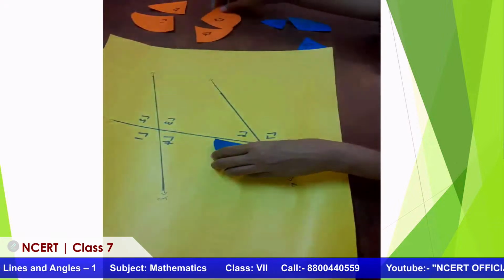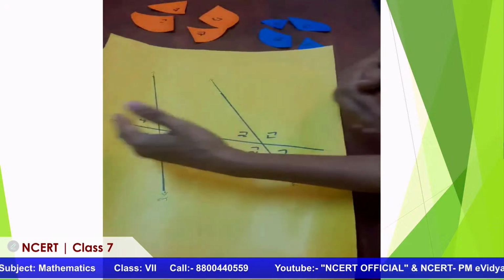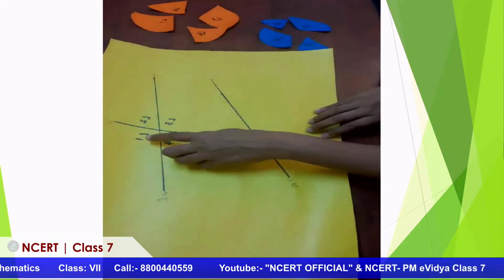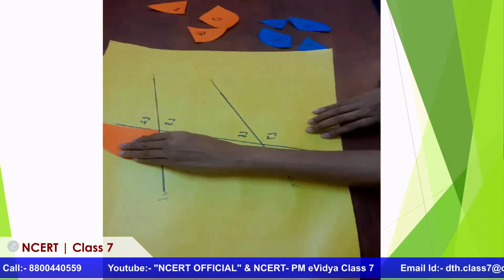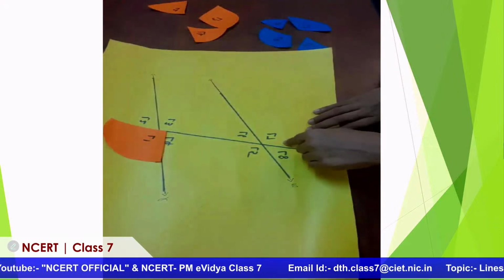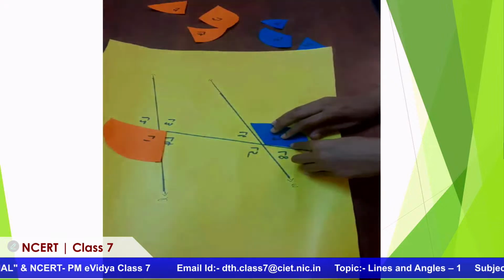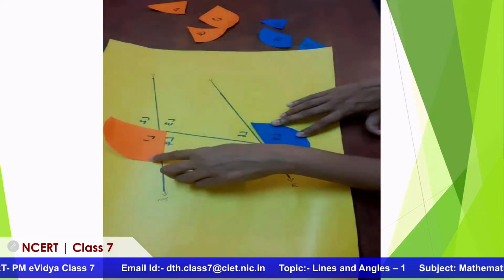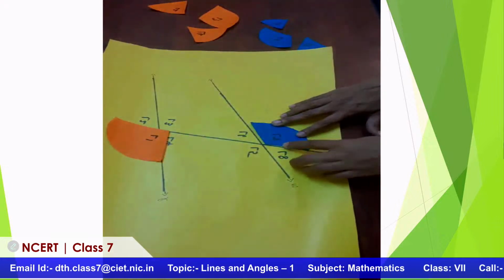Now we have exterior alternate angles. The term itself shows that it is outside the lines. So we have here angle 1. I am taking it as angle 1, an exterior alternate. What is the angle corresponding to it? Yes, this is angle 7. So we will take angle 7. So angle 7 and angle 1 are exterior alternate angles.